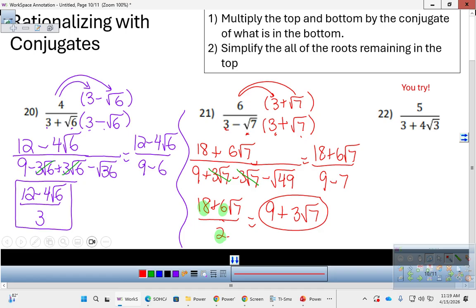All right, so you try, this is the last example we're going to do. You try to rationalize that one. The 4 in front doesn't make a difference, okay? Your conjugate is 3 minus 4 root 3. The first term stays the same, the second term stays the same. The only thing you do is put a minus there instead of a plus to get the conjugate.